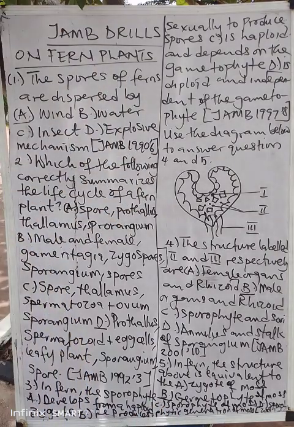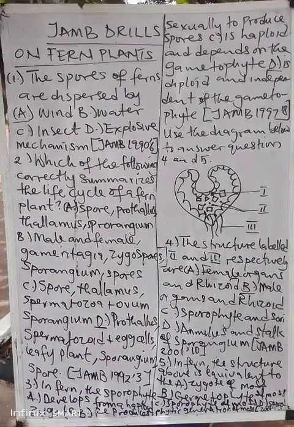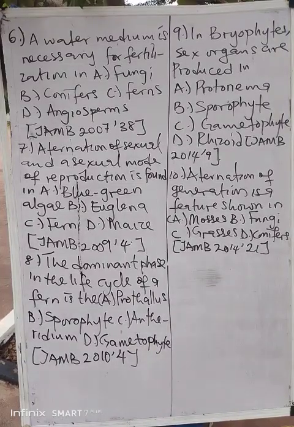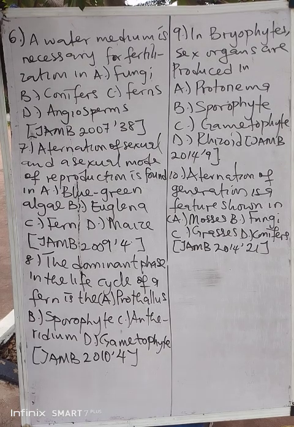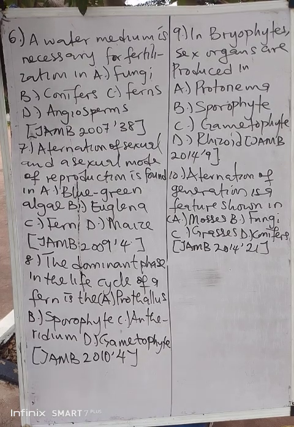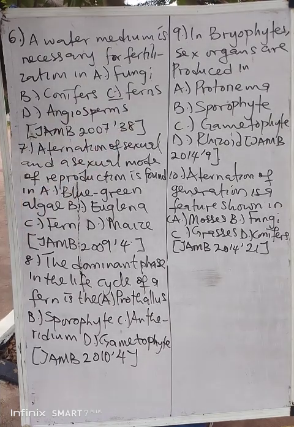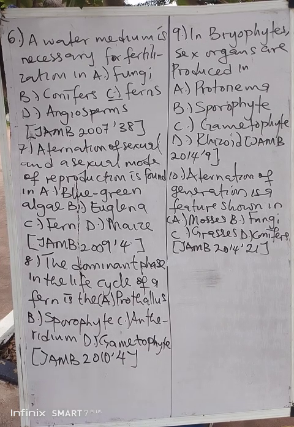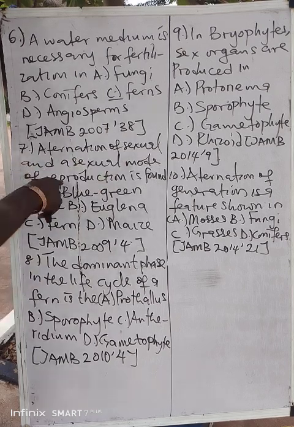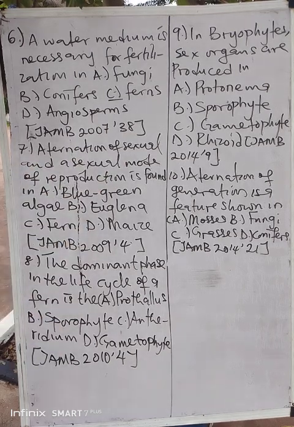Let's see some other questions. Question 6 says, a water medium is necessary for fertilization in what? A, fungi. B, conifers. C, ferns. The answer is ferns, because the sperm needs to swim towards the egg inside water. So water is required. Alternation of generation, alternation of sexual and asexual modes of reproduction, is found in where? A, blue-green algae. B, Euglena. C, fern. D, maize. What's the answer?